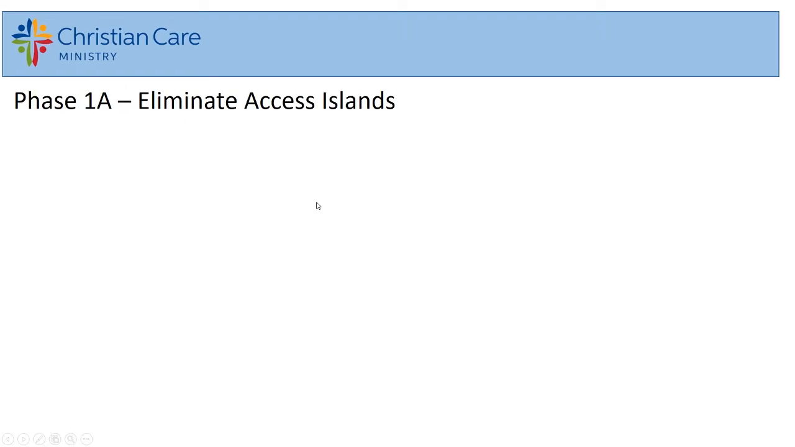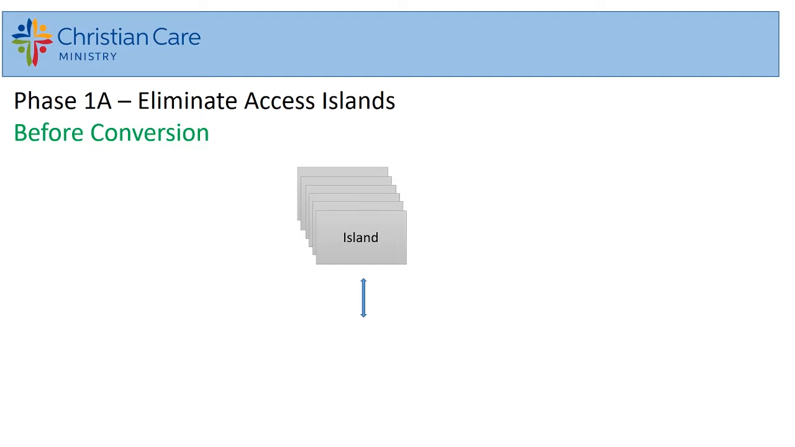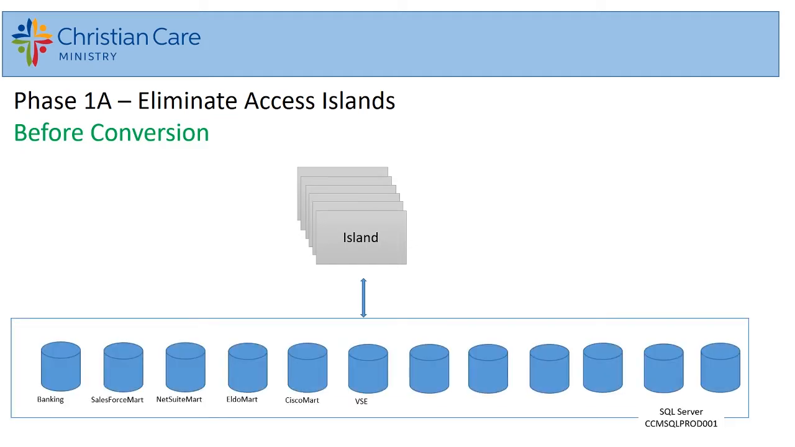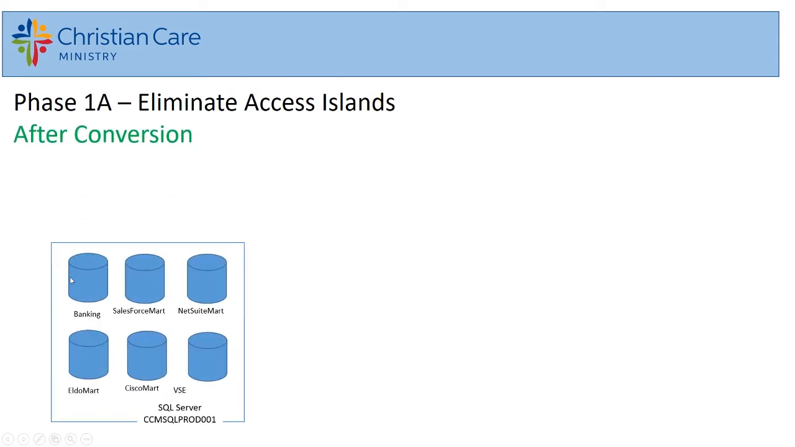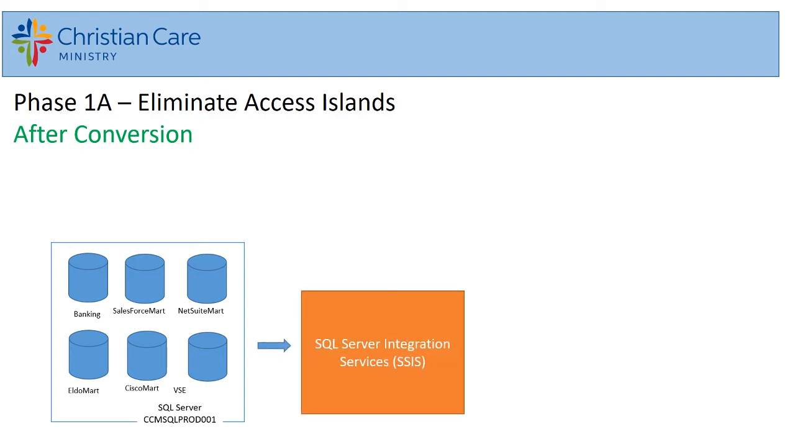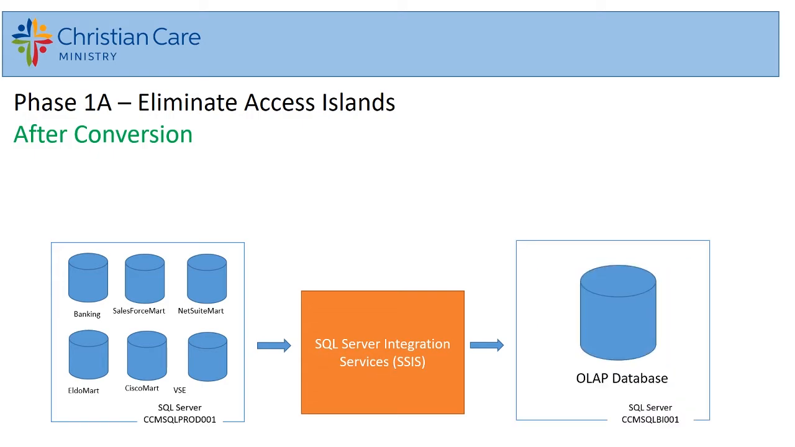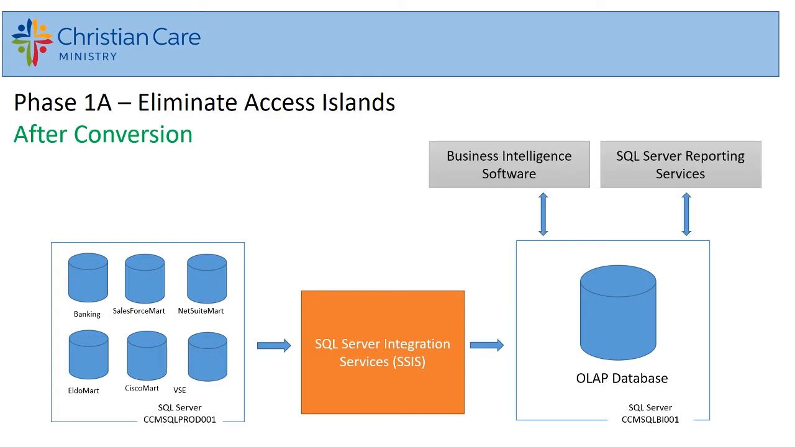Phase 1A, let's take a look at this. Eliminating the Access islands. So before the conversion, we have a bunch of Access island applications. They connect to our SQL Server to do reporting. After the conversion, we'll still have all the same databases in our SQL Server, and we're going to grab our trusty friend SQL Server Integration Services, and we're going to use this to create a single OLAP database on a separate server. That database will be used to run business intelligence software and SQL Server Reporting Services.